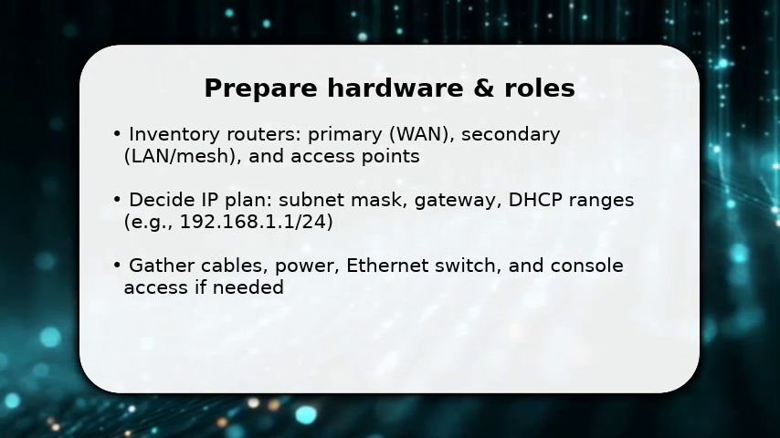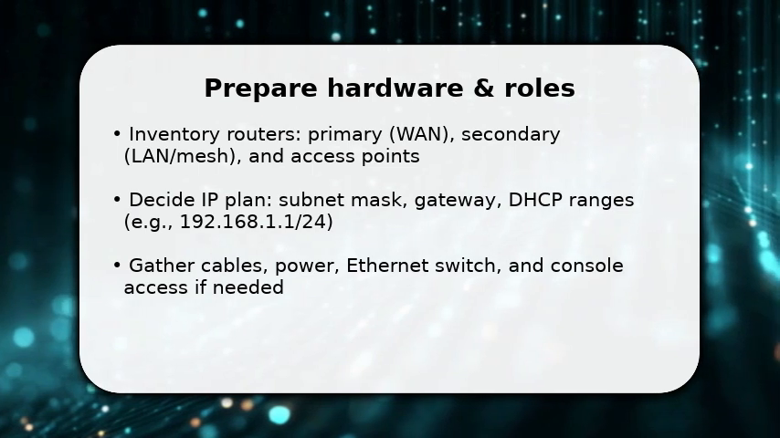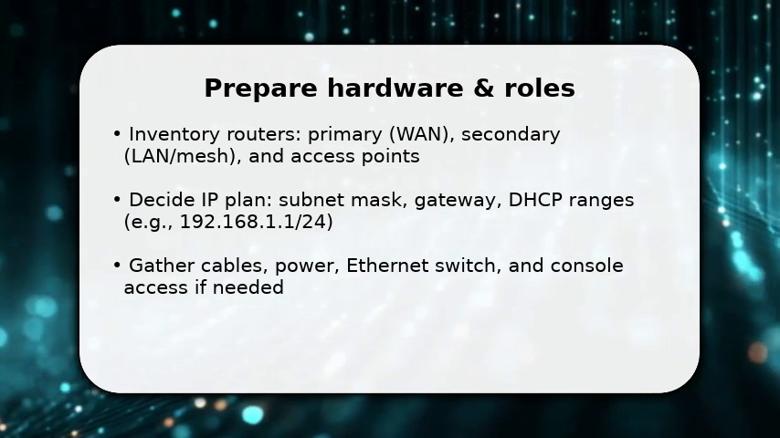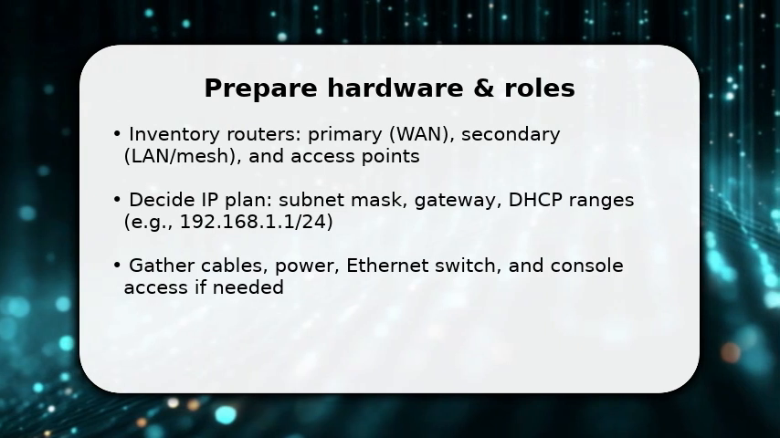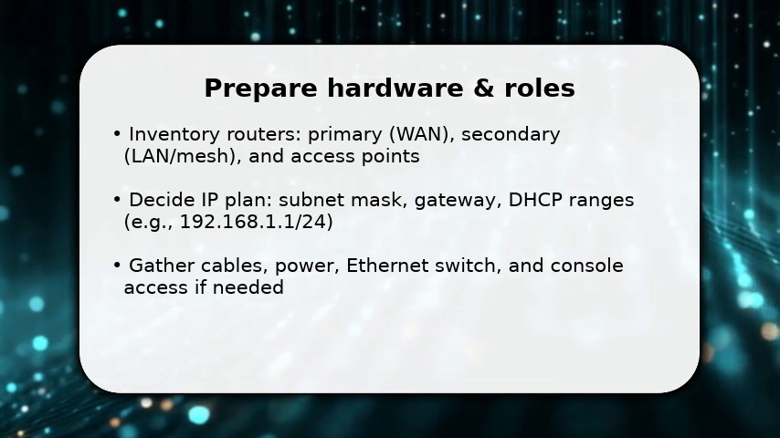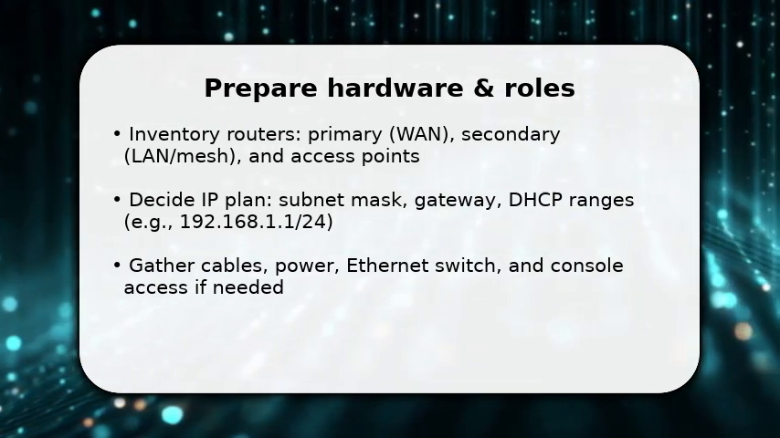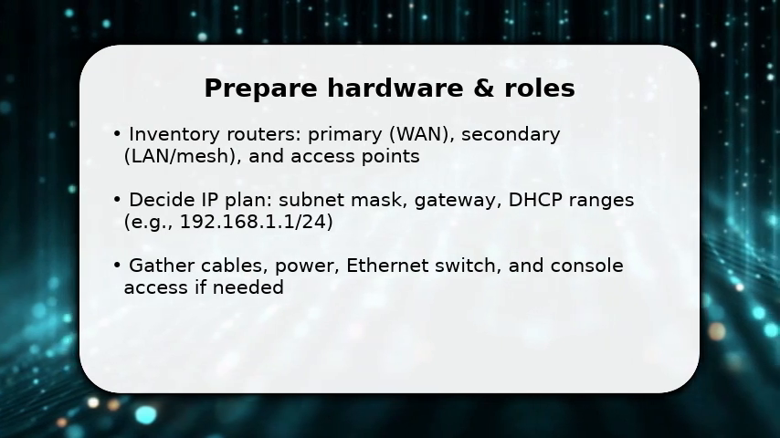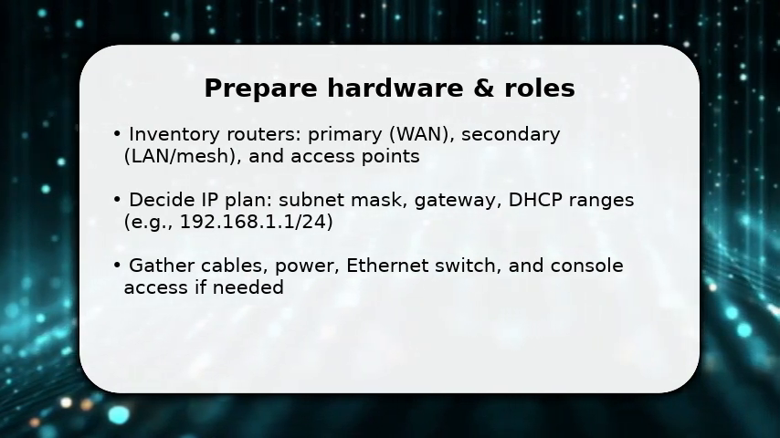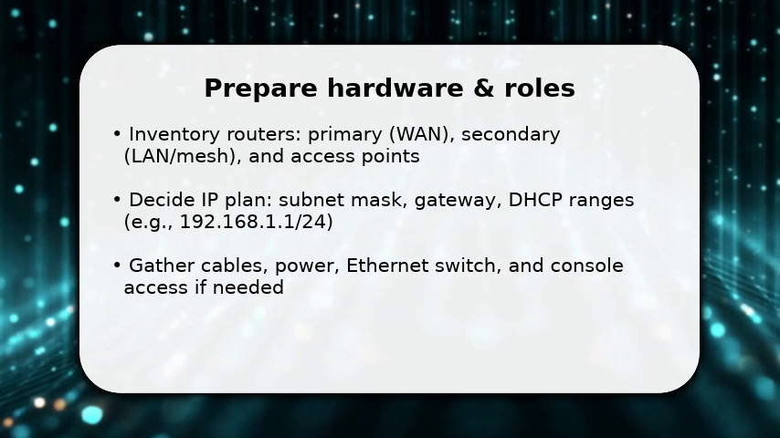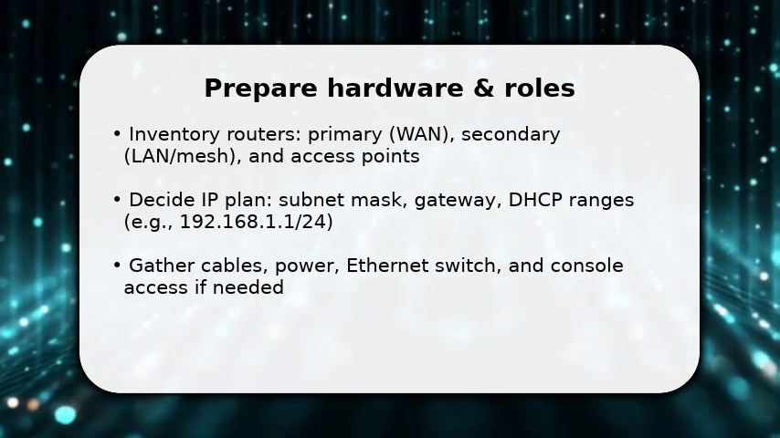Log into the primary router's admin using its default IP. Change the admin password immediately. Once done, set the LAN IP range and reserve a small DHCP pool for clients, leaving static ranges for other routers. Make sure to note each device MAC and intended static IP to avoid conflicts.